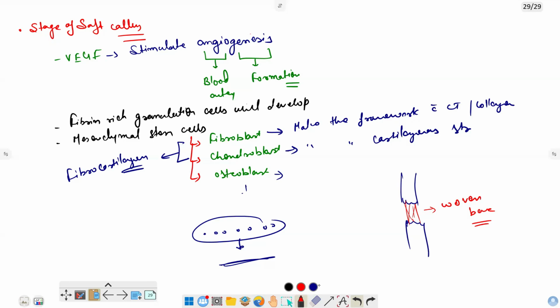Right. After the stage of the soft callus, the third one is the stage of bony callus. Here in this condition, the fibrocartilaginous callus will start to go through endochondral ossification. It means it will start to go to the further healing phase.